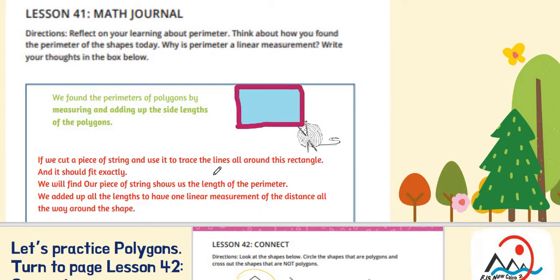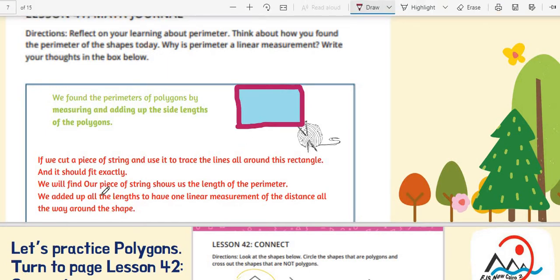Yes, your string goes all around the rectangle, and it should fit exactly. No more and no less. We will find our piece of string shows us the length of the perimeter. Here 4, and here 4, and here 4, and here 4.